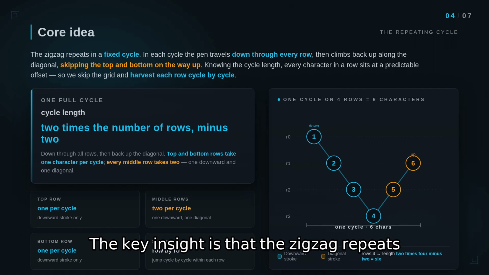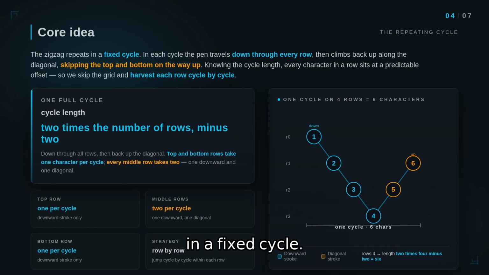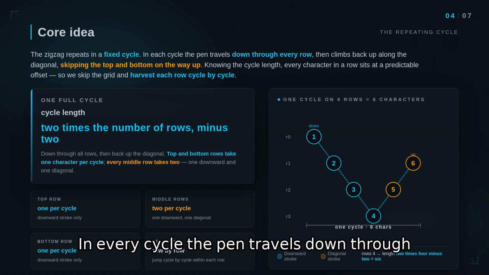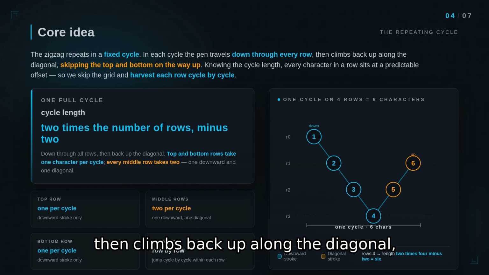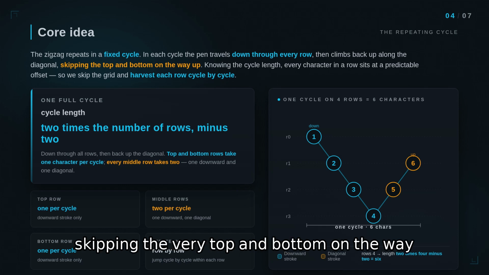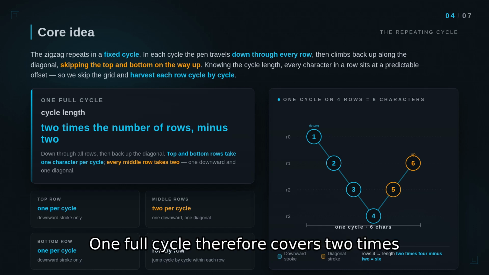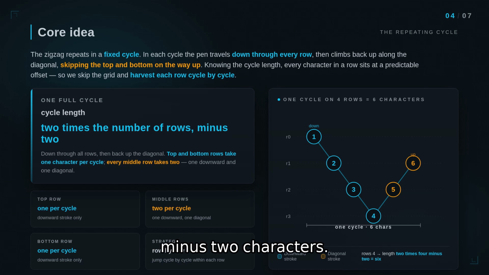Core idea. The key insight is that the zigzag repeats in a fixed cycle. In every cycle, the pen travels down through all the rows, then climbs back up along the diagonal, skipping the very top and bottom on the way up. 1 full cycle, therefore, covers 2 times the number of rows minus 2 characters.